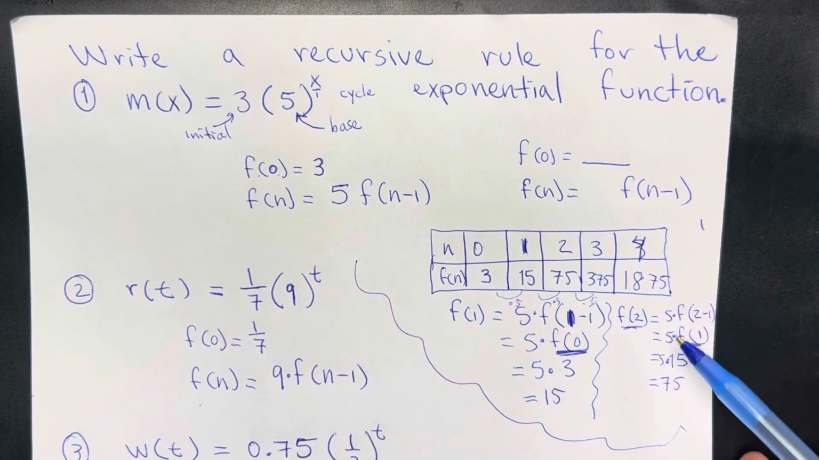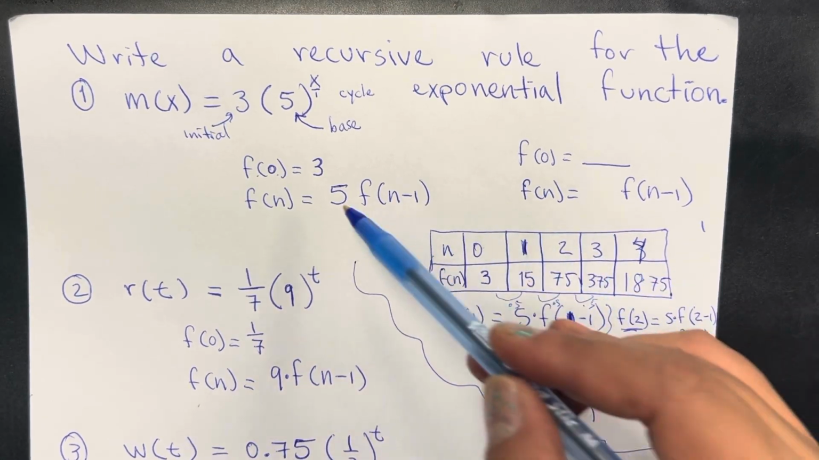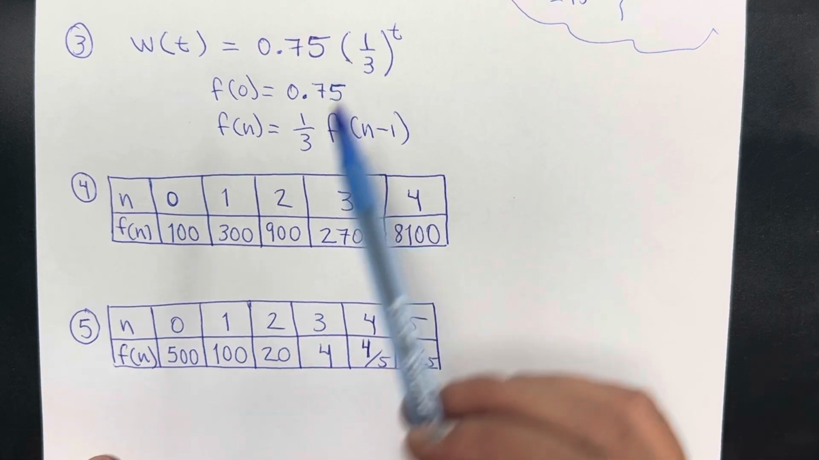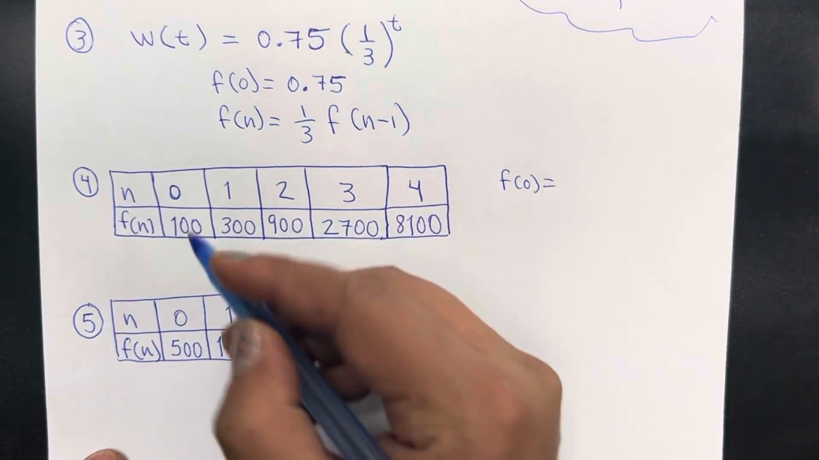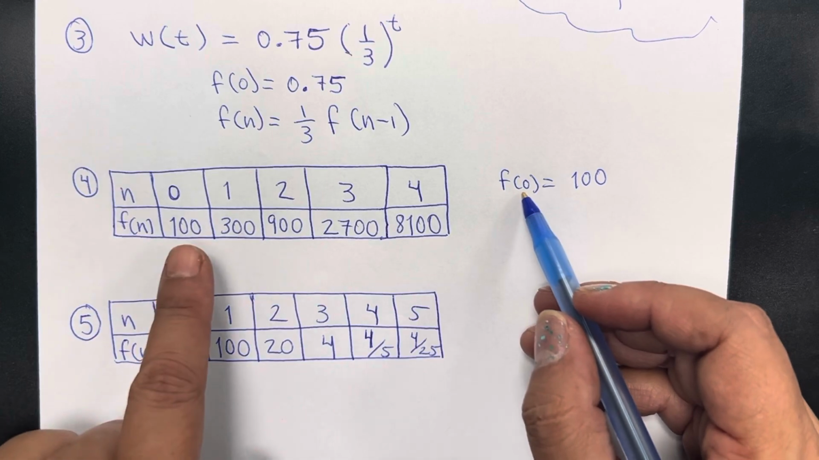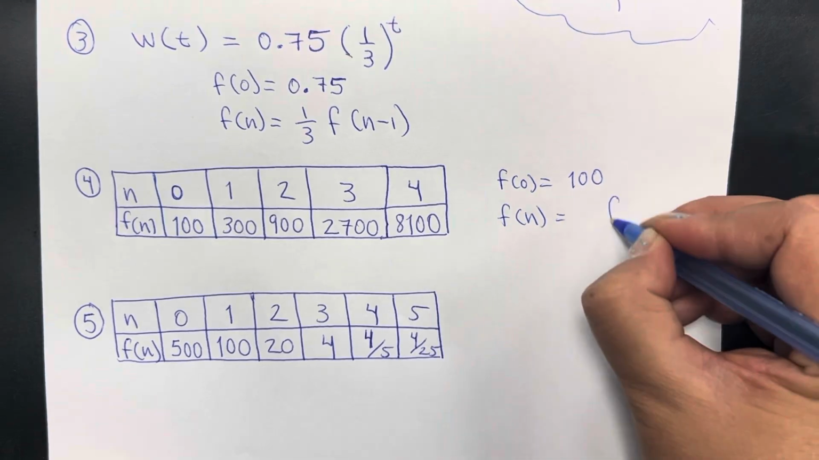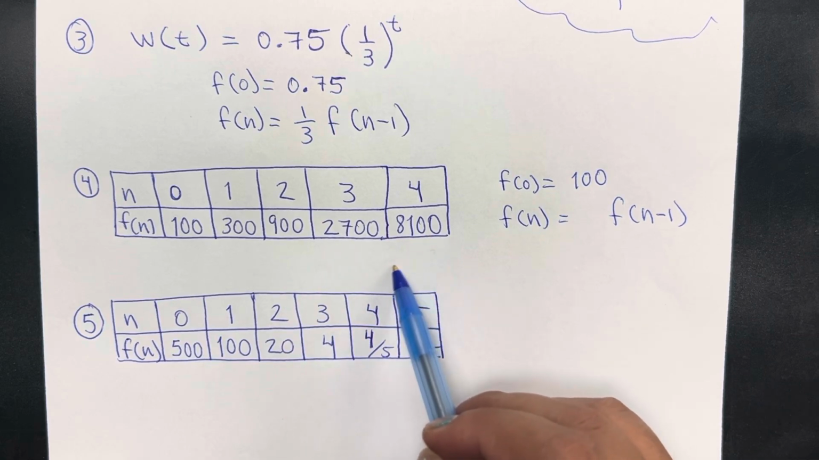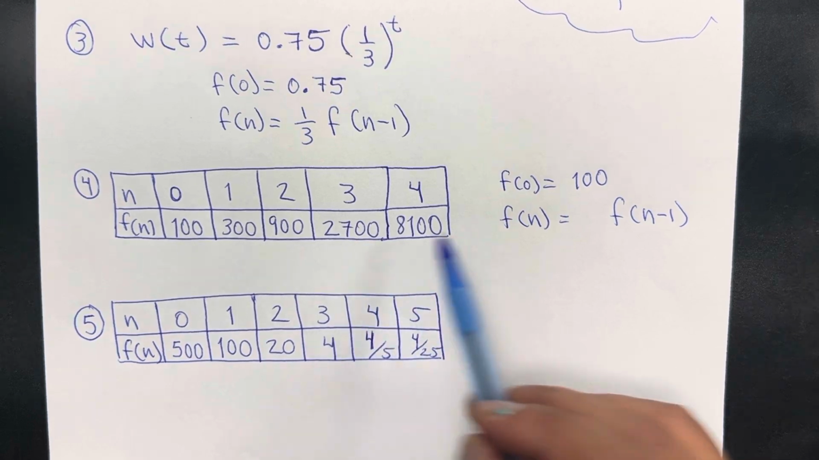So that's the recursive formula. The recursive formula means look at the previous one and multiply it by 5. Okay, for the next one, it's number 4. They don't give you an exponential function, they give you a table. And the first part is easy to find because f of 0 is just that value right there. So in here, f of 0 equals 100. For f of n equals f of n minus 1, go from the last one and then divide by that. And that will give you the number that you need to put in here.